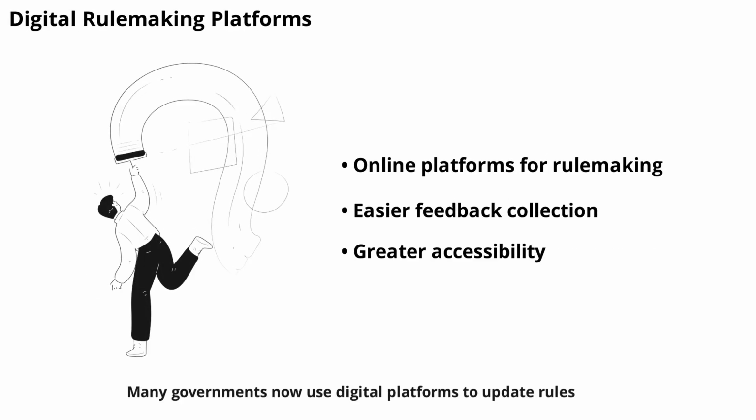Many governments now use digital platforms to update rules. These online systems make it easier to share proposals, collect feedback, and track progress. Digital rulemaking increases accessibility and allows more people to participate in the process, regardless of location.